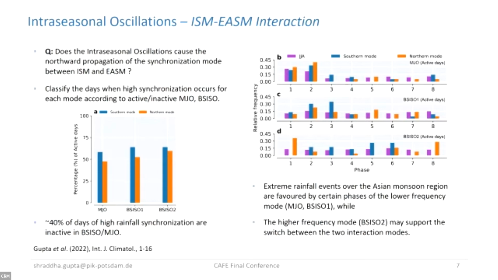And then we finally show that there are particular phases of the MJO and the BSISO that are associated with enhanced rainfall synchronization between the Indian and the East Asian summer monsoon.